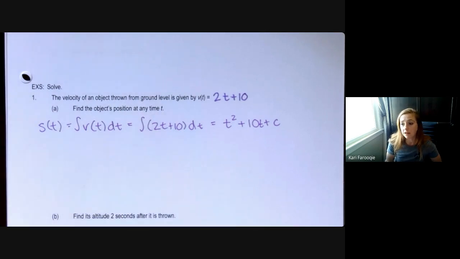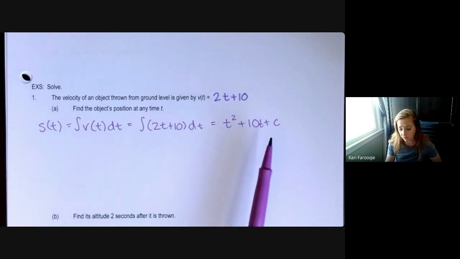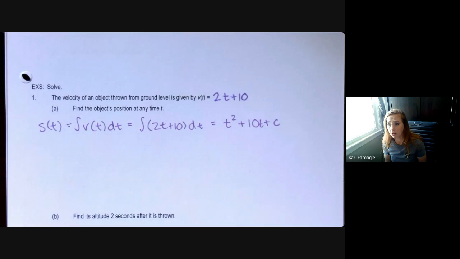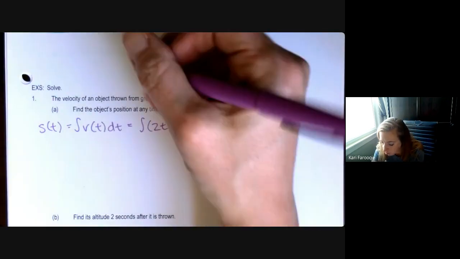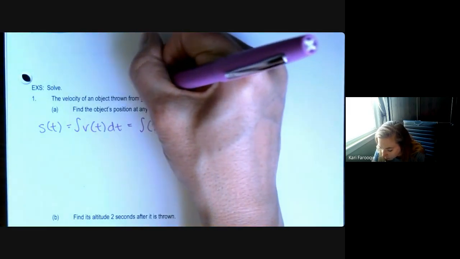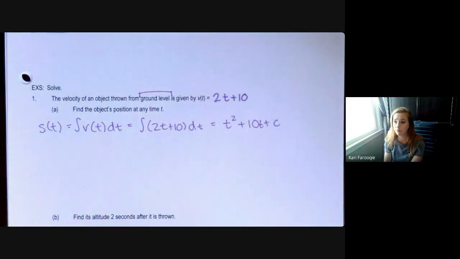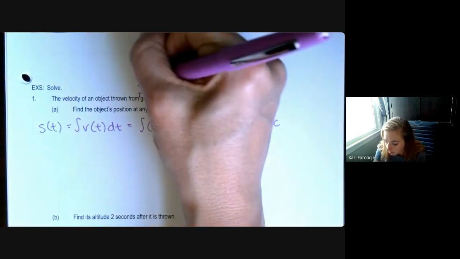Now, we're supposed to find the object's position at any time t, but this is not going to tell me much because there's still this plus c that's in question. We're going to need a little more information, like a particular value, in order to zero in on the actual position function. It doesn't help us much to say that the plus c is in there. But what we can do is think about the fact that the object was thrown from ground level. If it was thrown from ground level, then its initial position, if you think of position as height, is 0.